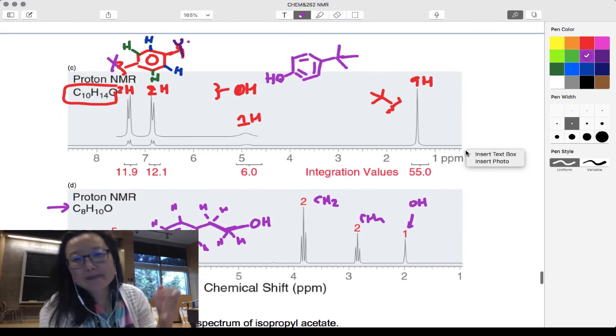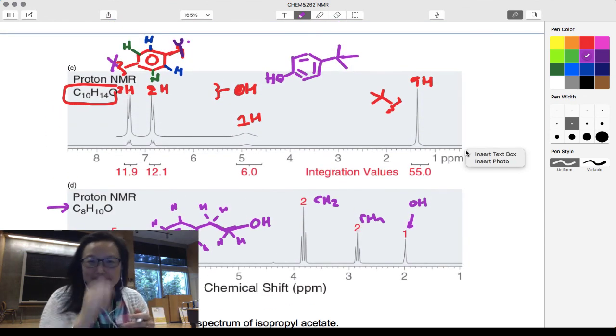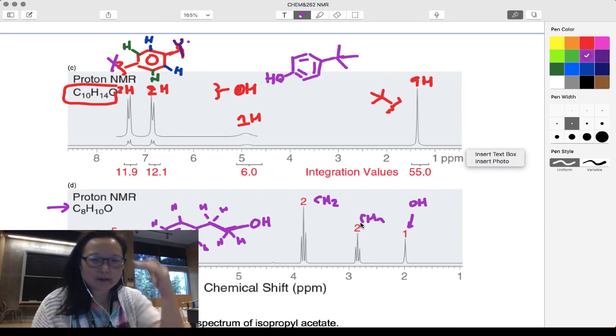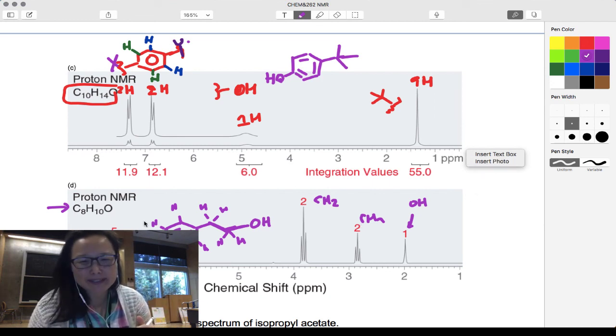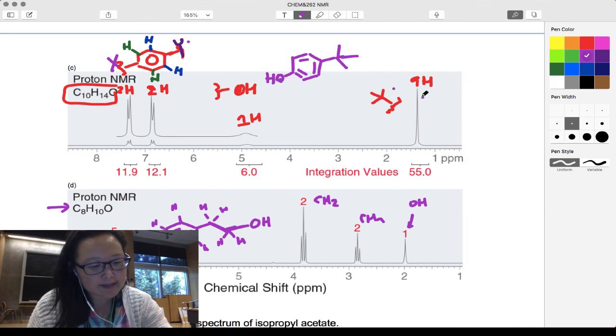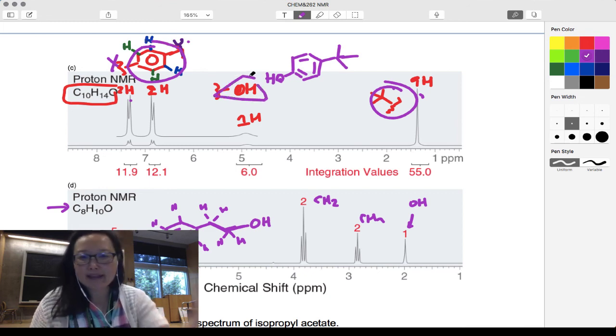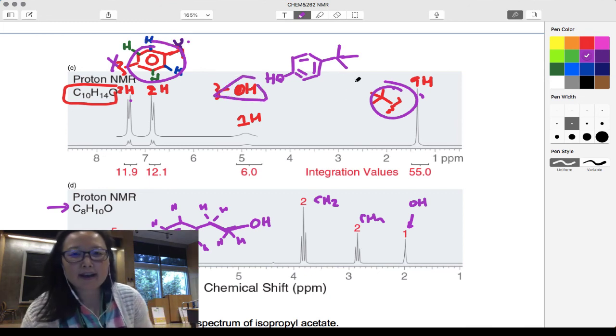Okay, so these are like little mini puzzles where you've got to put the clues together. Notice how I sort of jumbled it up, but if you want to be systematic, maybe just think about the integrations, then the chemical shifts, and then the splitting. You could go in that order and then piece it together. I usually find it useful to just write the pieces. This peak gives me this piece. This peak gives me this piece. This peak gives me that piece. And then try to piece them together.